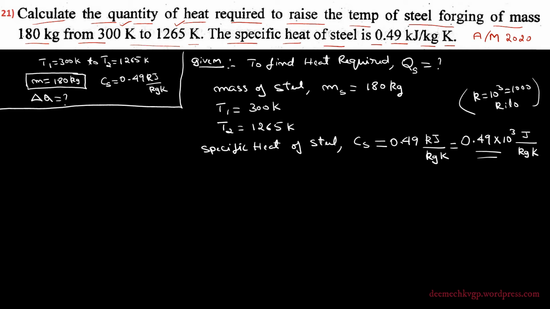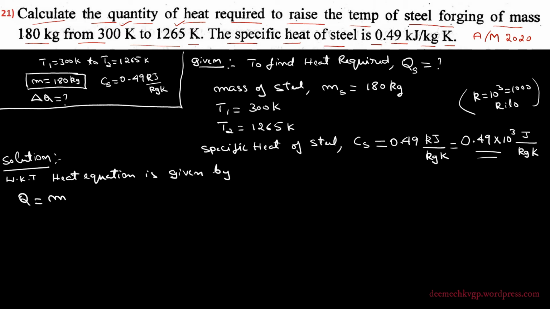That's all. Solution. We know that the heat equation is given by Q is equal to mc (T2 minus T1). This is the general heat equation where m is the mass of the substance, C is the specific heat of that substance, T2 is the final temperature, and T1 is the initial temperature. This is the difference in temperature, and heat is measured in joule. Let us apply this equation.